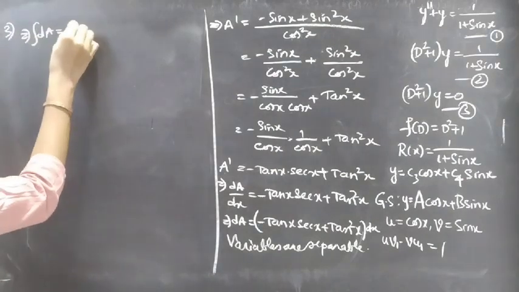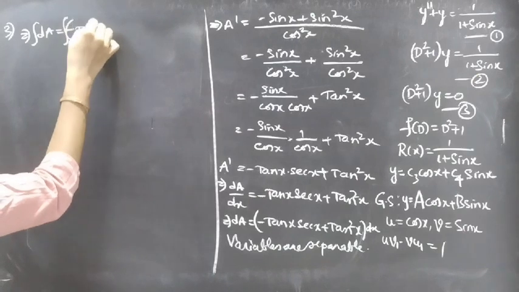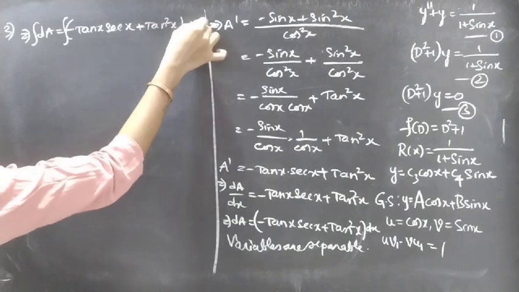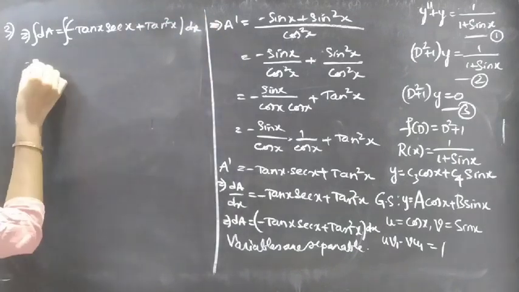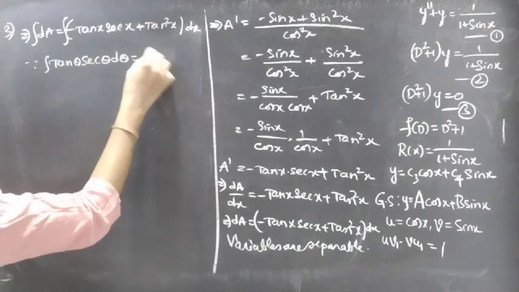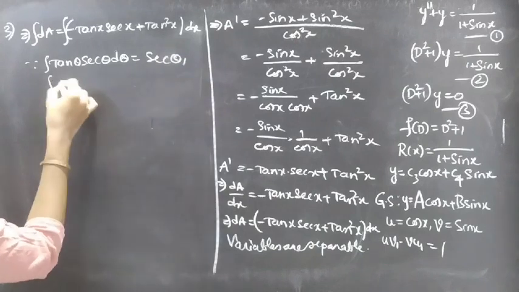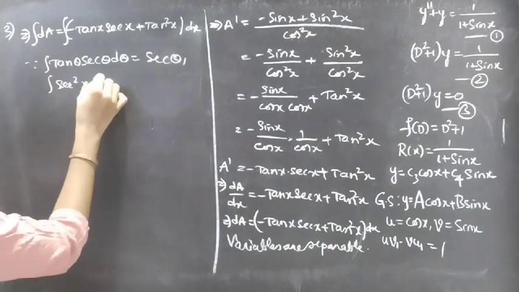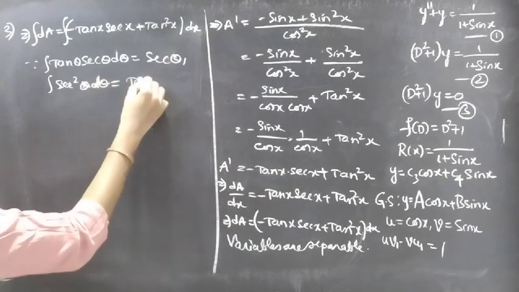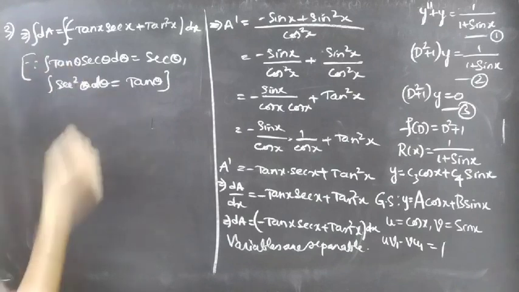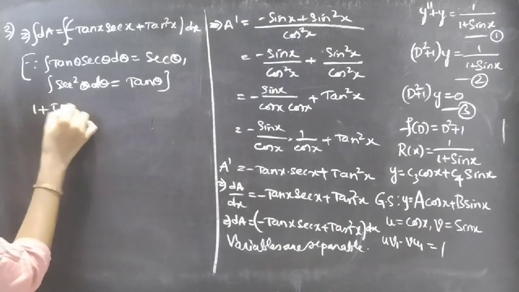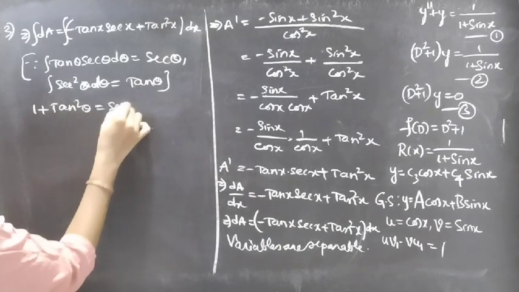Integral dA equals integral of (minus tan x secant x plus tan square x) dx, right? Since we know that integral tan theta secant theta d theta equals secant theta, and integral secant square theta d theta equals tan theta, right? So we'll write tan square x in terms of secant by using the identity 1 plus tan square theta equals secant square theta.